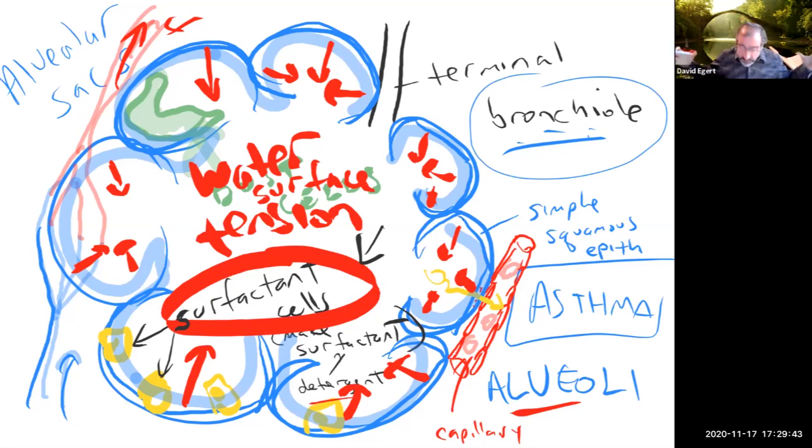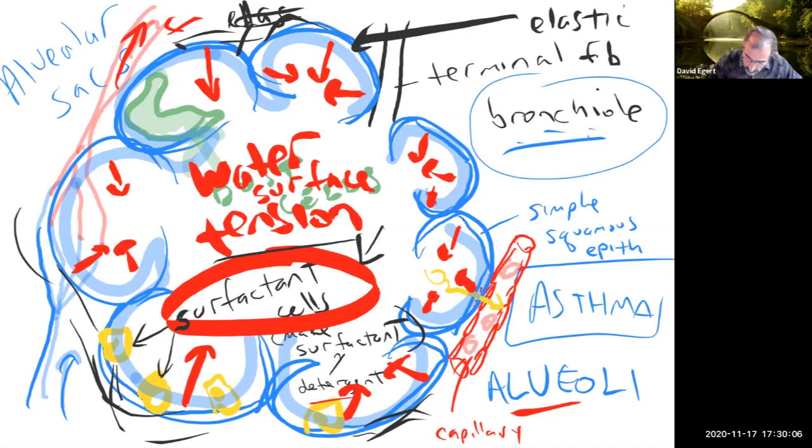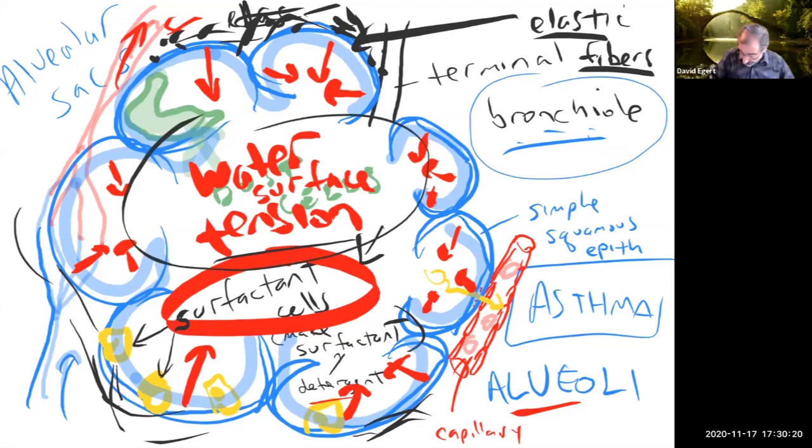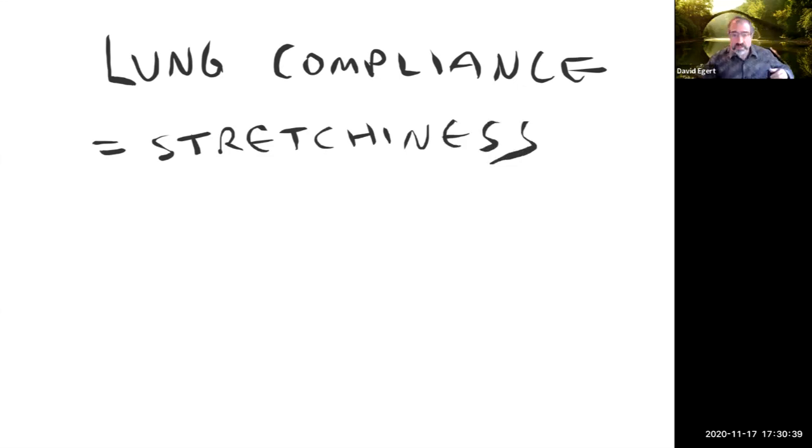I should mention, there is kind of a natural tendency for lung tissue to want to collapse in on itself, partly because of the surface tension of the water, also because there's elastic fibers in here. So this is actually important. The elastic fibers as well as this surface tension give the lungs what we call compliance. There's kind of this stretchiness. You inflate them, but then if you let go of them, they naturally want to get smaller again.